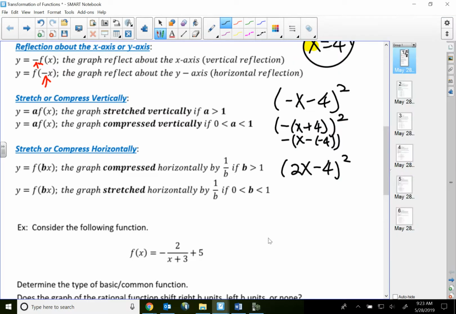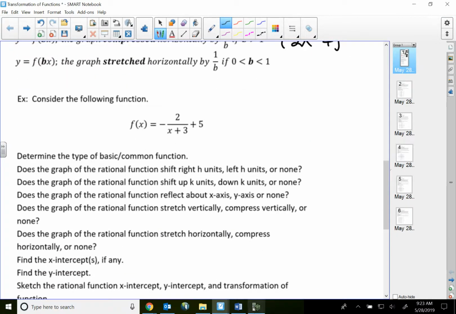All right, so let's try some examples. Determine the type of a basic or common function. So what type of function is this one?